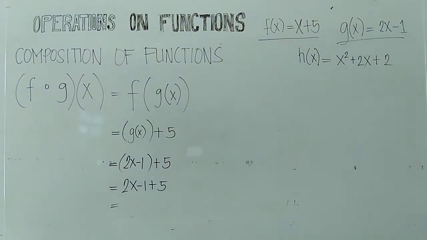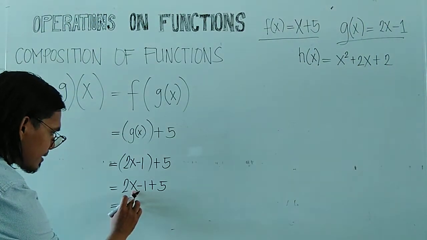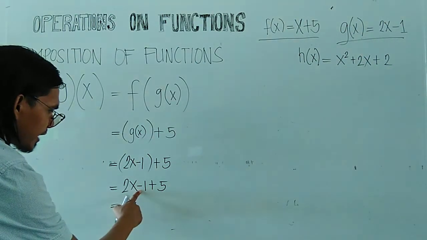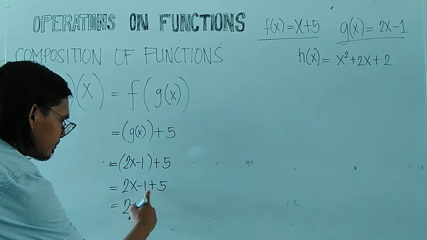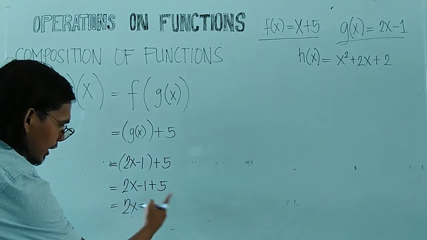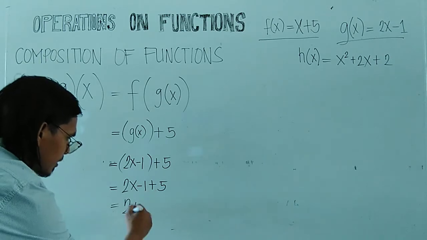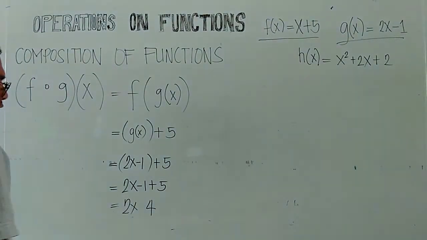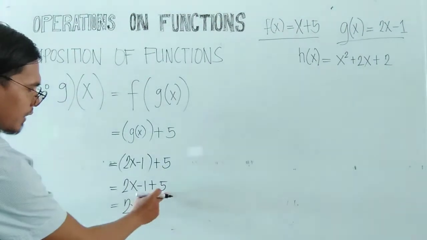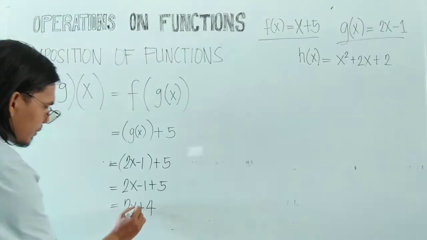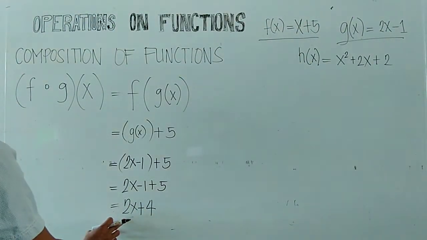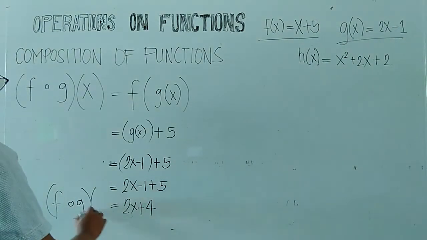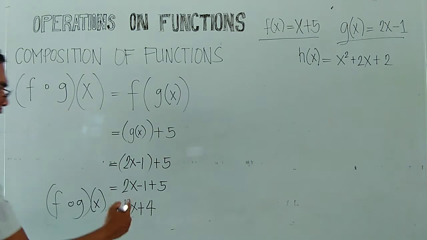parentheses. Then we have to combine like terms. We have 2x, there's no like term. Then we have negative 1 plus 5. The signs are not the same, and we are adding, so we will subtract 1 from 5. So we have 4. The greater absolute value between 1 and 5 is 5, so of course we will copy the sign of positive 5. So the correct answer is 2x plus 4. So the composition of f and g of x is 2x plus 4.